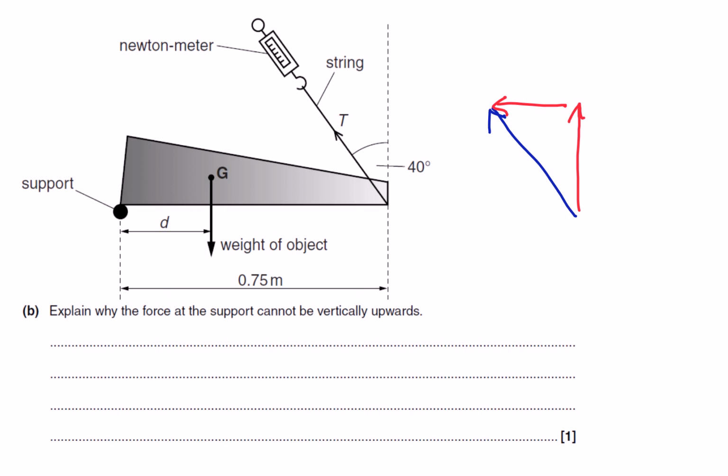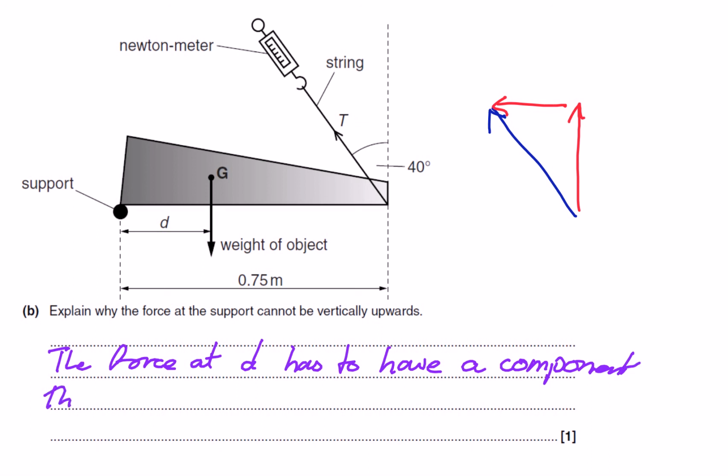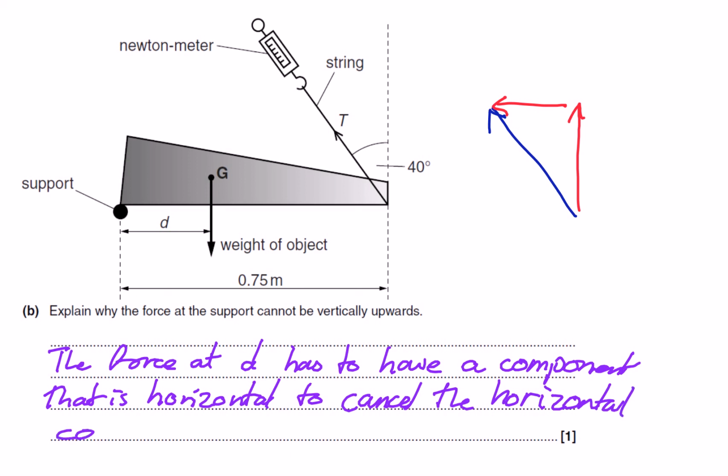Just change my colour. The force at D has to have a component that is horizontal to cancel the horizontal component of force T. There we go.